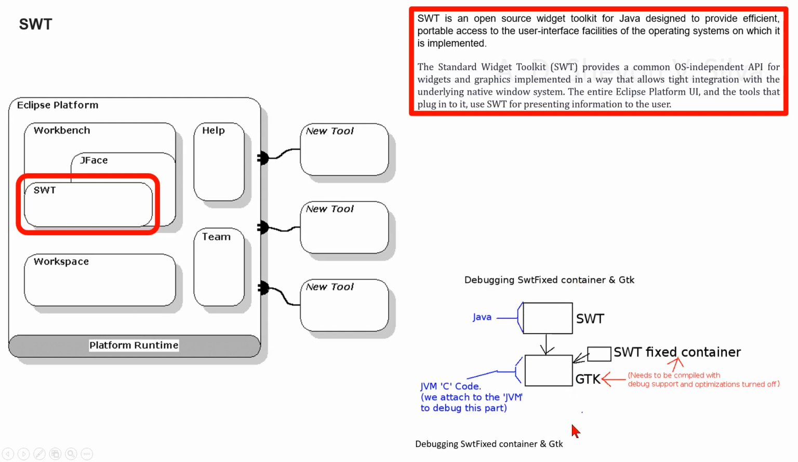Now we are considering debugging SWT, the fixed container, and GTK. To debug the C part of a running Java application, you need to attach yourself to the Java virtual machine, JVM, inside Eclipse. But before doing so, you need to compile GTK and the SWT binding with debug flags and optimizations turned off. Here's a diagram to illustrate.